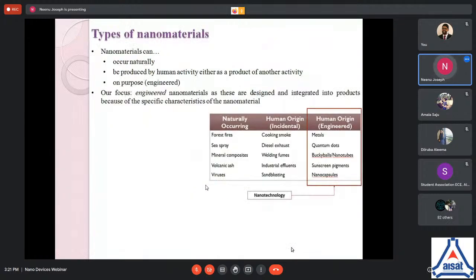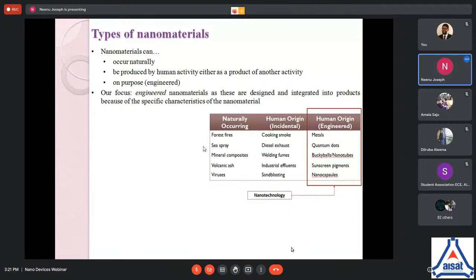And coming to the types of nanomaterial, nanomaterials can occur naturally, be produced by human activity either as a product of another activity, or be engineered. Our focus is engineered nanomaterial, as these are split into products because of the specific characteristics of the nanomaterial.